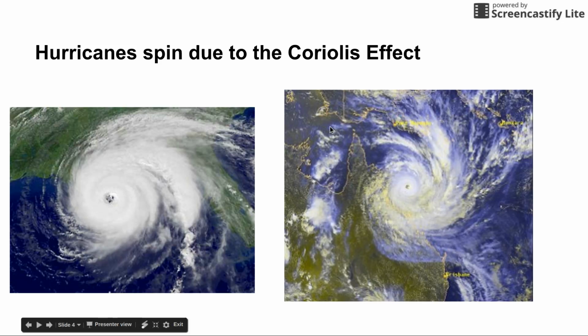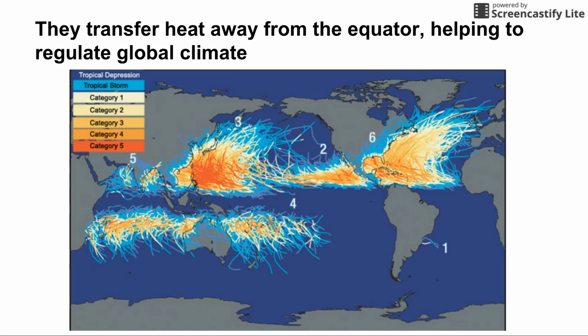Hurricanes spin because of the Coriolis effect. In the northern hemisphere, hurricanes spin around counterclockwise. In the southern hemisphere, they actually spin clockwise. So that is always true. By the way, in class, I went over the fact that toilets are not affected by this. Your toilet spins whichever direction the jets come out of the toilet. Coriolis effect is not strong enough to affect the spin of toilet water. That would be absurd.